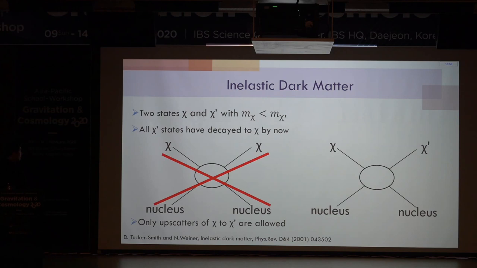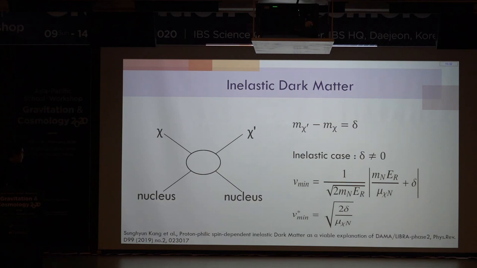In the IDM case, two states with a little mass difference are assumed. The lighter state is the dark matter, and the heavy state has decayed by now. The elastic scattering of the light state is forbidden, while only the upscatter of the lighter one to the heavier one is allowed. This leads to a minimum value of the WIMP incoming speed, this v_min star. And taking into account the target mass, this v_min star of fluorine is larger than the escape velocity, which means that the rate vanishes. On the other hand, because sodium and iodine both have v_min star smaller than the escape velocity, the DAMA signal is still okay.